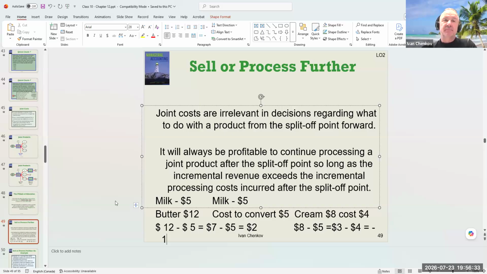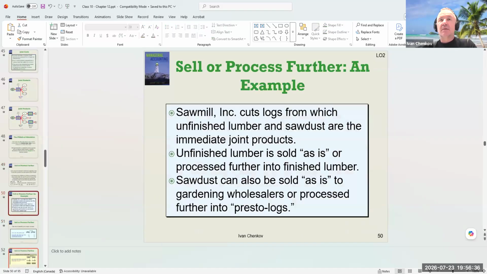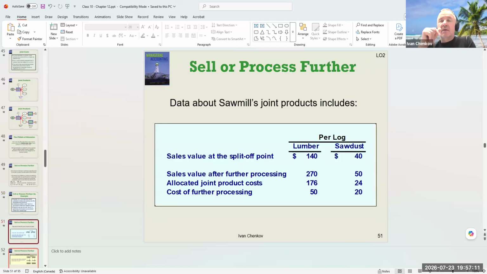So now let's go to the slides and continue. Example, we're going to use this example here. We have this company which has two types of products. We have the sawmill cut logs from which unfinished lumber and sawdust are immediate joint products. Unfinished lumber can be sold as it is or can be processed further to finished lumber. Sawdust also can be sold as it is or processed further into Presto logs. The information that we have for those two products is this.